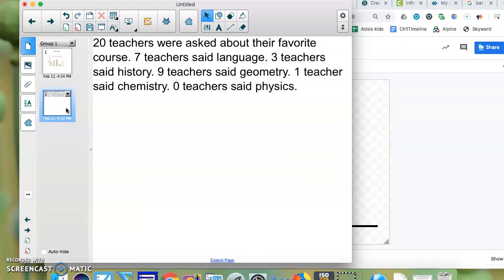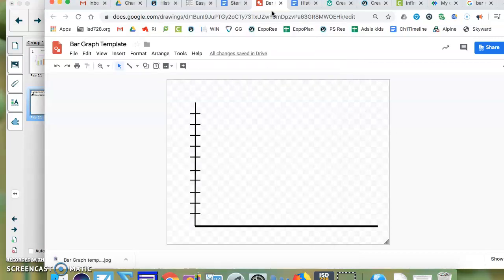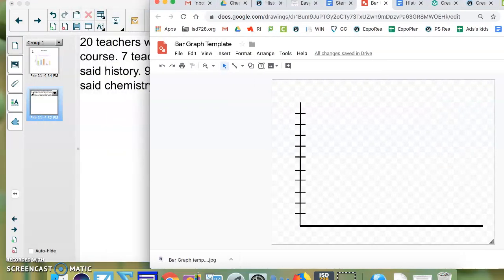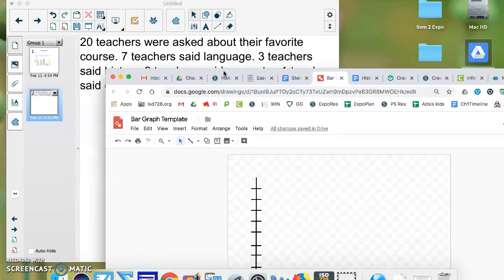There's 20 teachers were asked about their favorite course. 7 teachers said language, 3 teachers said history, 9 teachers said geometry, 1 teacher said chemistry, 0 teachers said physics. So first thing, I'm going to just open up the bar graph template you should have in the question. So it says 7 teachers said language.